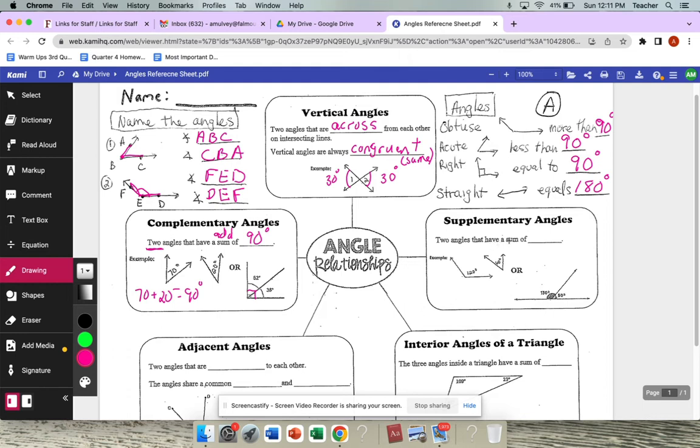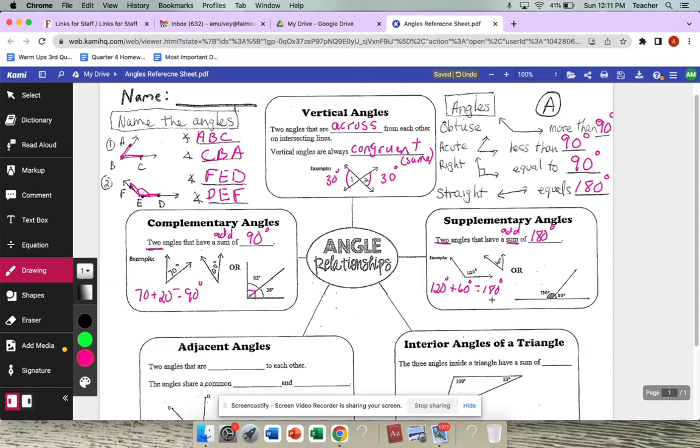And supplementary is 2 angles that have a sum of 180 degrees. 2 angles that have a sum, they add to 180 degrees. And again, they don't need to be next to each other. So we have here 120 degrees. So if I said, what's the supplement to 120? I would say, what do I add to that to get 180 degrees? Okay, so these two are supplementary.